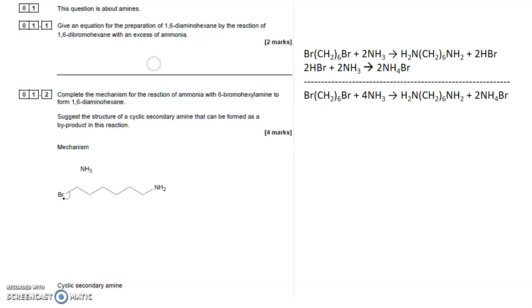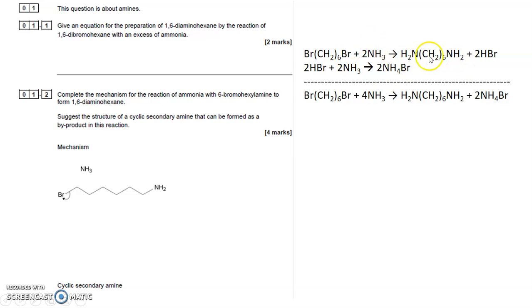Give an equation for the preparation of 1,6-diaminohexane by the reaction of 1,6-dibromohexane with an excess of ammonia. Well, first of all, you've got to know what 1,6-dibromohexane is. So it's 6 carbons with H's and a Br, one at carbon number 1 and one at carbon number 6. So there's a Br at either end of a 6-carbon chain. It reacts with 2 ammonias, so we need excess, plenty of ammonia. That's the condition for a reaction of ammonia.